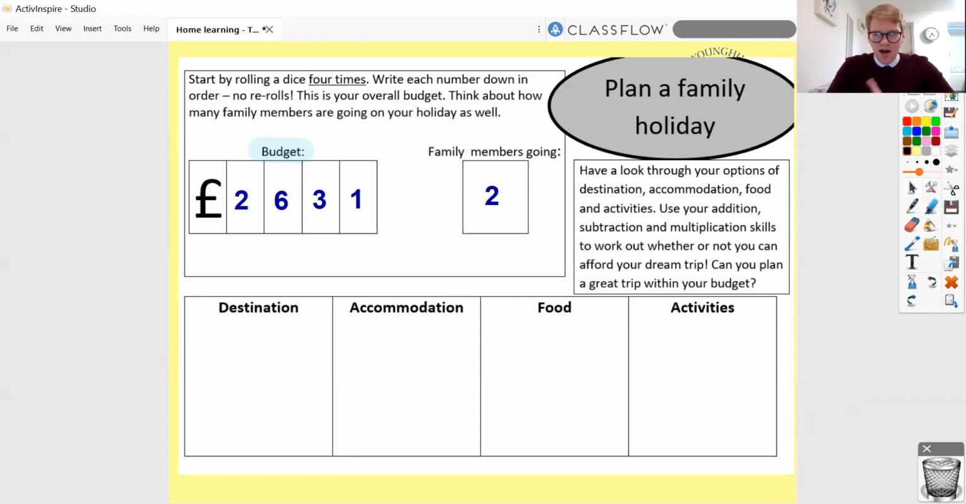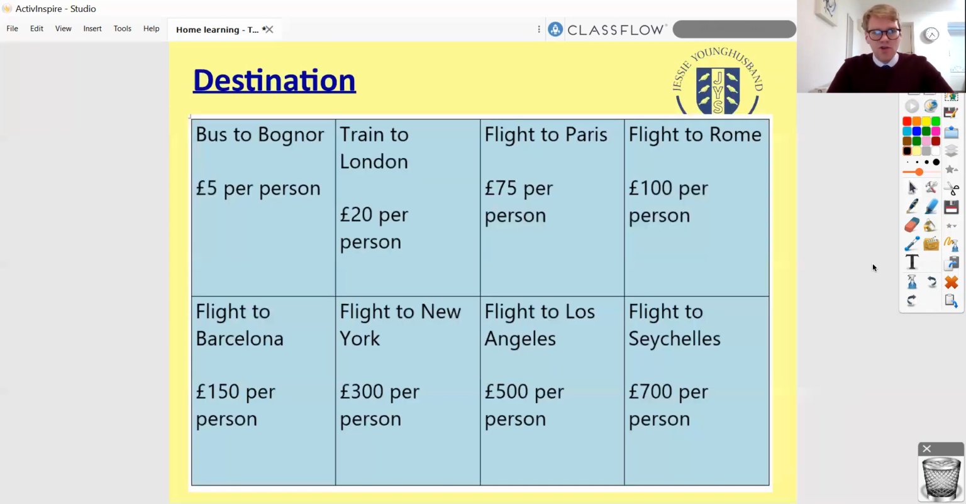And you're going to see how much or how great a holiday you can get within your budget. So I'll show you the options then. Here are your destinations you can go to. You can take a bus to Bognor for £5 a person. You can get the train to London, £20 a person. You can get a flight to Paris for £75 per person. You can get a flight to Rome, £100 per person. Flight to Barcelona, £150. New York's £300. Los Angeles in America, that's £500. And the Seychelles, lovely, that's £700 per person.